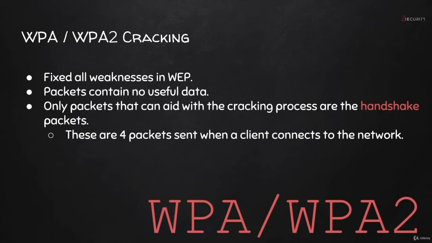So in WPA2, the keys are unique, they're temporary, they're much longer than what they were in WEP. Therefore, the packets sent in the air contain no information that is useful for us. So it doesn't matter, even if we capture 1 million packets, we can't use them to crack the key. The only packets that contain useful information are the handshake packets.